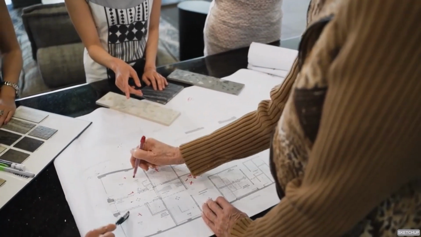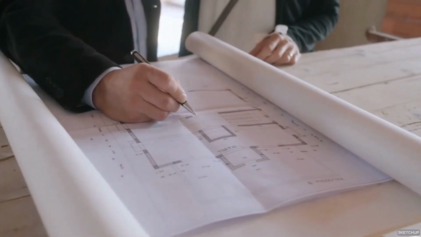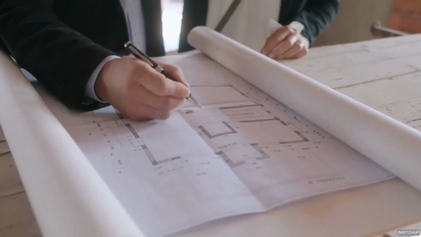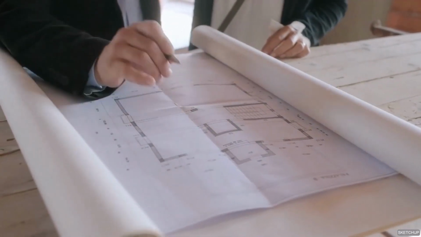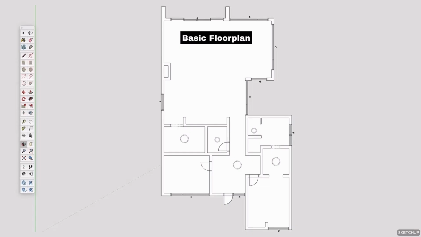A floor plan serves as a two-dimensional representation of an interior space or building, typically depicted from a top-down perspective on a flat surface such as paper or a computer screen. It offers a simplified layout of the space, encompassing all the rooms, windows, walls, and fixed features like fireplaces.